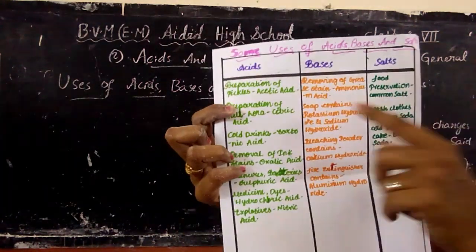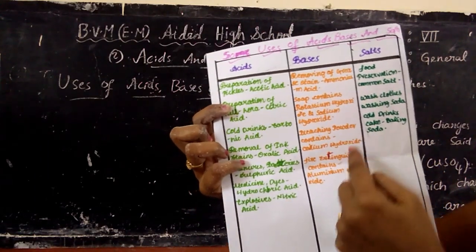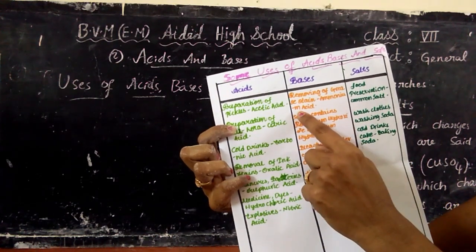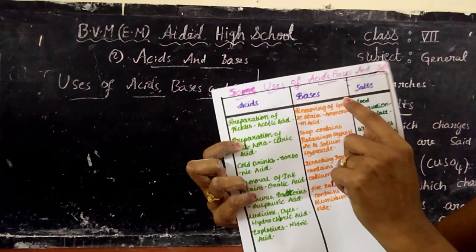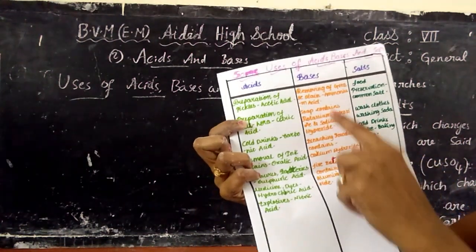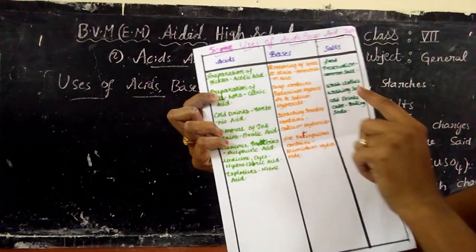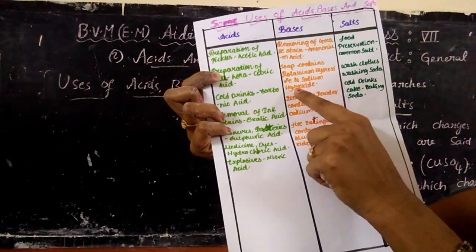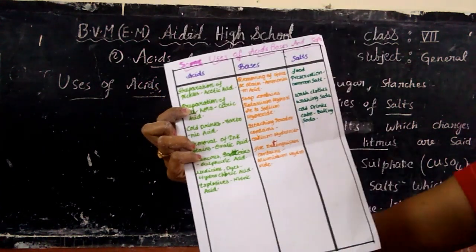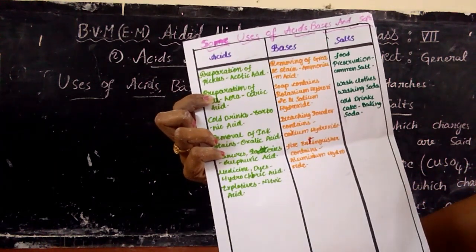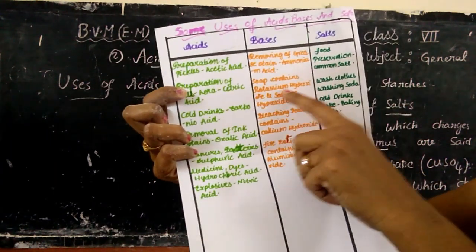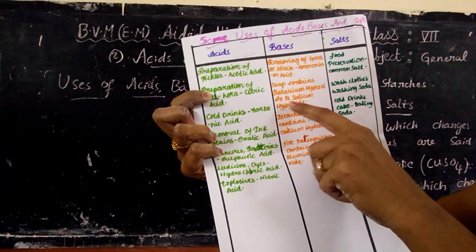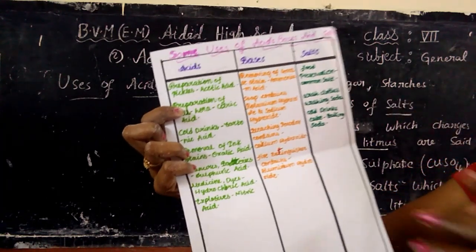Next, we have to tell about the uses of bases. Removal of grease stains: how will you remove them? By using ammonium hydroxide. Next, soap. Soap contains both potassium hydroxide and sodium hydroxide. By using detergent soap, we are removing so many stains. So what is the combination of chemicals? Both potassium hydroxide and sodium hydroxide are contained in the detergent soap.